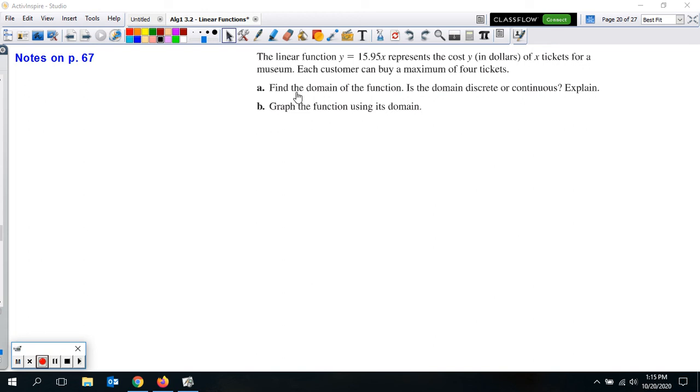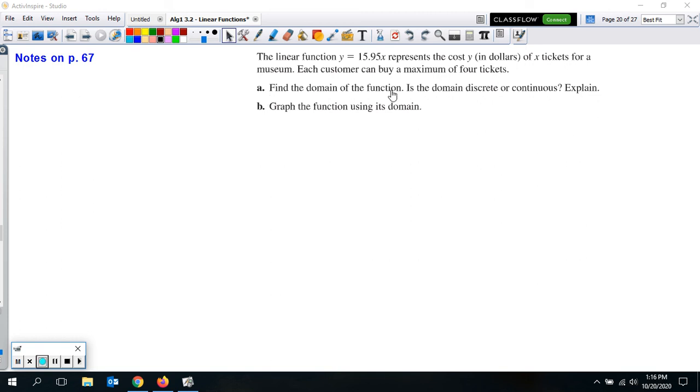So we could say this here, it says the linear function y equals 15.95x. So that is a linear function with 15.95 as your m. There is no b on this one, if we're going to be in that y equals mx plus b format. The function represents the cost y in dollars of x tickets for a museum. Each customer can buy a maximum of 4 tickets. Okay, so you're limited to 4 tickets.